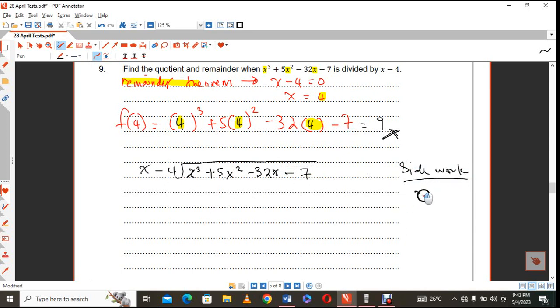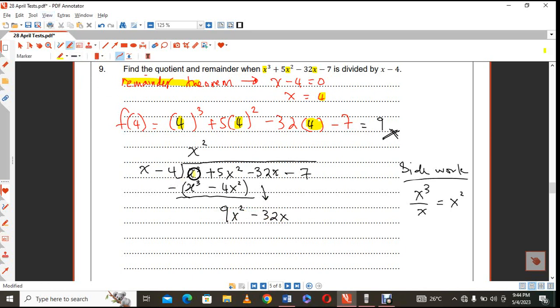So you're going to take the first term, which is x cubed, divide it by x, and that gives you x squared. And we're going to multiply x squared times x, that gives us x cubed. X squared times negative 4 gives me minus 4x squared. I'm going to put this in brackets, and I'm going to subtract. Okay, the x cubes cancel. Now you must be careful here. 5 minus negative 4 is 9x squared. So before I do anything, I'm going to bring down the minus 32x.